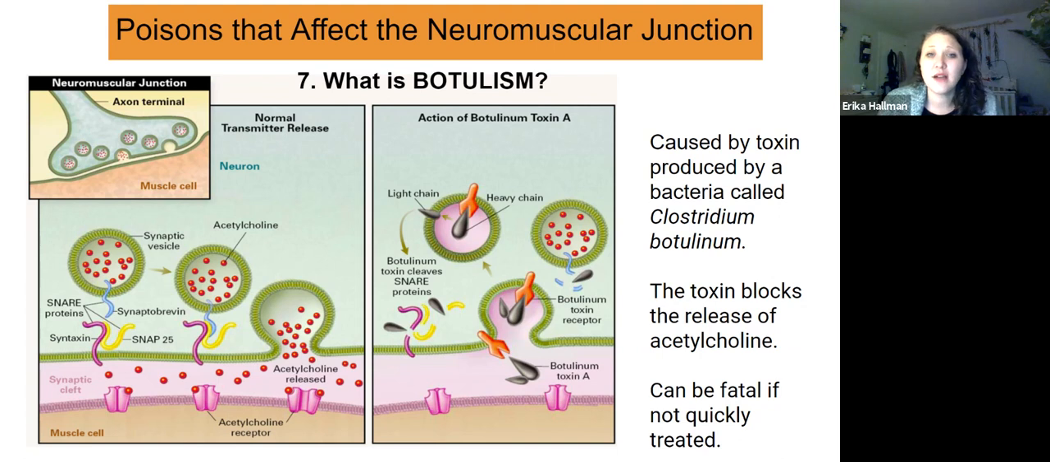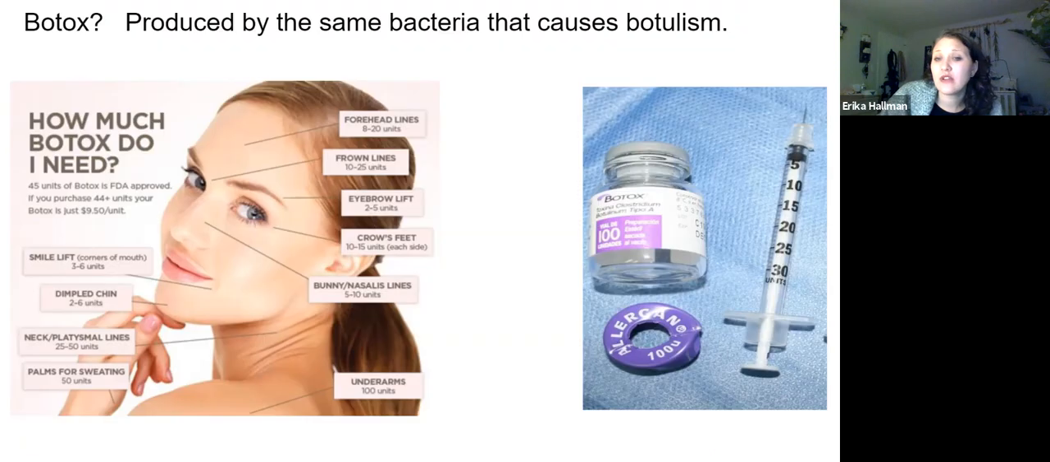The botulism toxin, you can see in this graphic, will actually block the release of acetylcholine. This image is zooming into the presynaptic terminal of the motor neuron. And instead of those vesicles releasing acetylcholine, the botulism toxin actually blocks it. Therefore, you're not going to get a muscle contraction. So it makes muscles not contract.